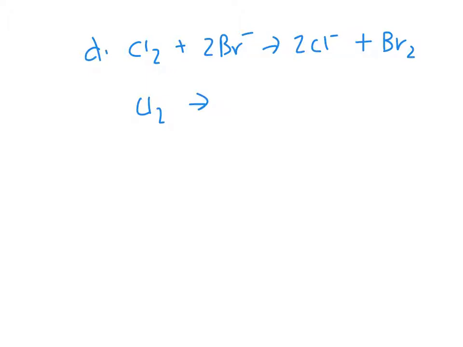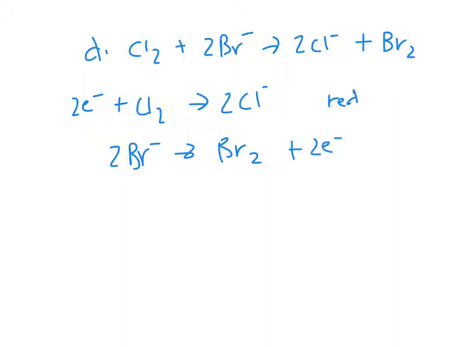And letter D, I've got Cl2 plus 2 bromine ions becoming 2 chlorine ions and bromine, Br2. So Cl2 has an oxidation state of 0, becomes minus 1. So that means I need 2 electrons on the left. This is my reduction. Whereas 2Br-, becoming Br2, needs the two electrons on this side and is showing the oxidation.